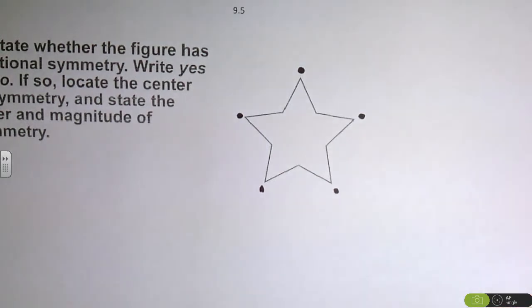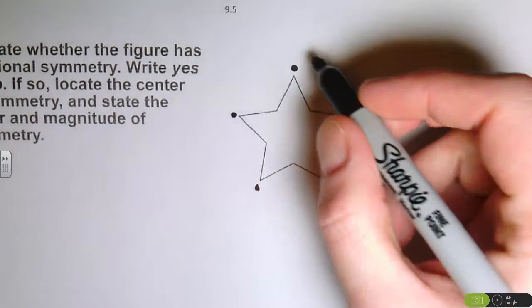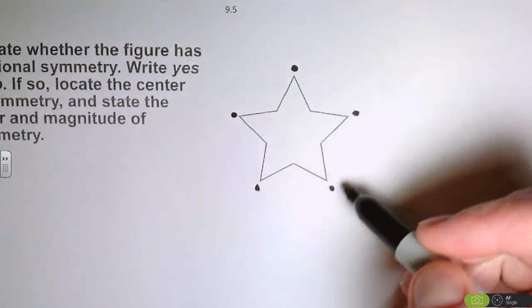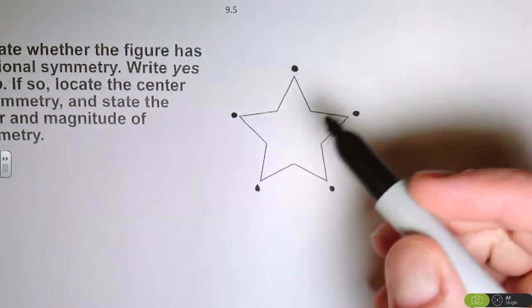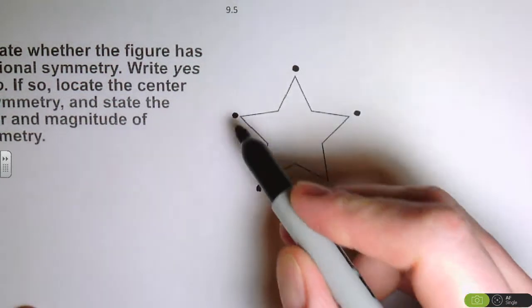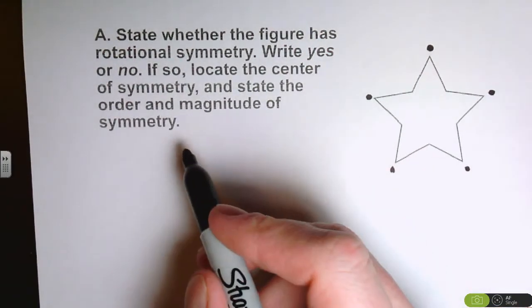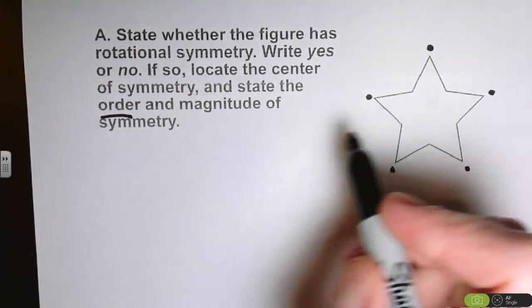Basically now I've figured out how many times this guy repeats himself. Now I know you might say, well, it only happened 4 times. This one here is the beginning. Yes, we still count that as one of our times. So it happened 1, 2, 3, 4, 5 times. That is the order. The order of symmetry is 5.